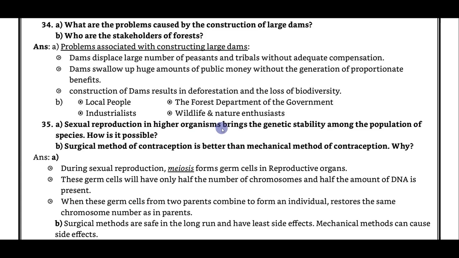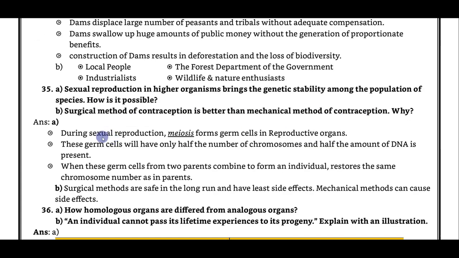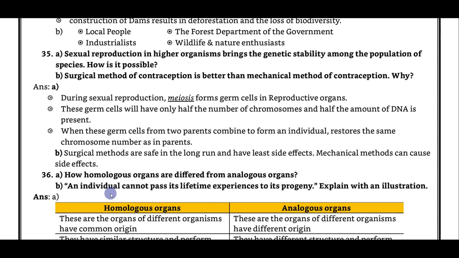Sexual reproduction in higher organisms brings genetic stability among the population of a species. How is it possible? During sexual reproduction, meiosis in reproductive organs forms germ cells. These germ cells will have only half the amount of chromosomes and half the amount of DNA. When these germ cells from parents combine to form individuals, they restore the same chromosome number as in the parent. Next, surgical methods are safe in the long term and have the least side effects. Mechanical methods can cause side effects.